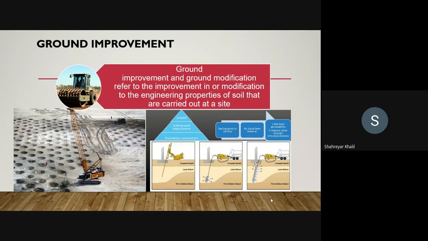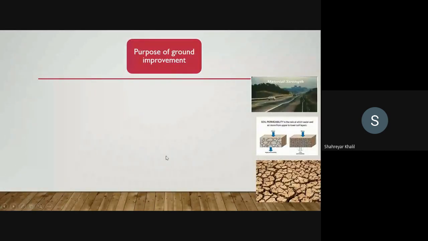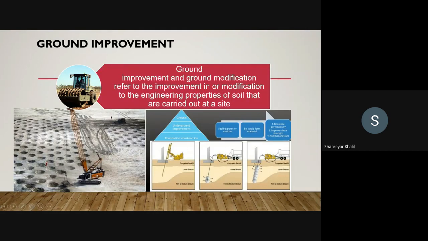So first of all, what is ground improvement? Ground improvement is usually defined as using mechanical means to improve poor ground conditions, that is, to improve the soil properties to meet the project specification. As you can see in this picture, grouting is done where adhesive is injected under pressure through a pipe, which improves the soil properties. This liquid form of material decreases the permeability and improves the shear strength. Here this is a picture of dynamic compaction.